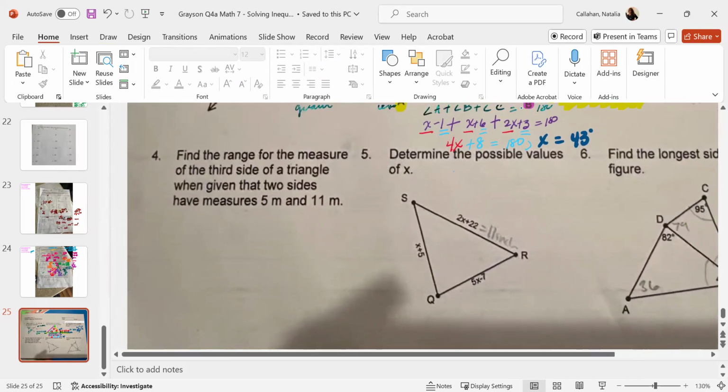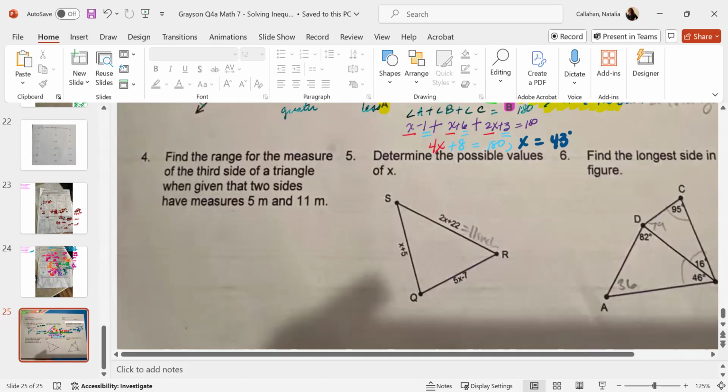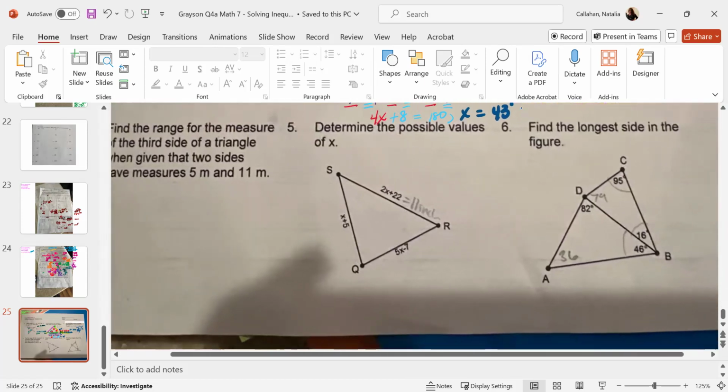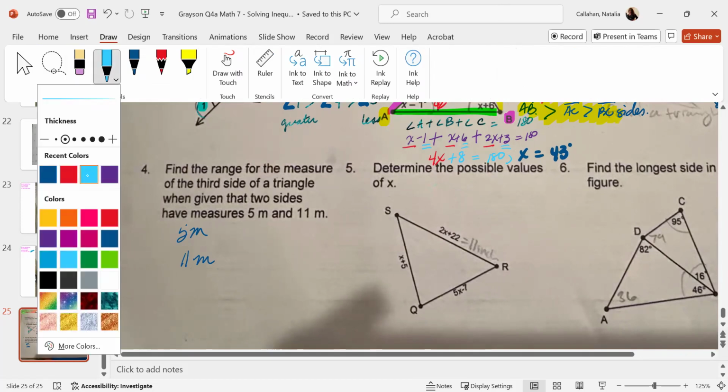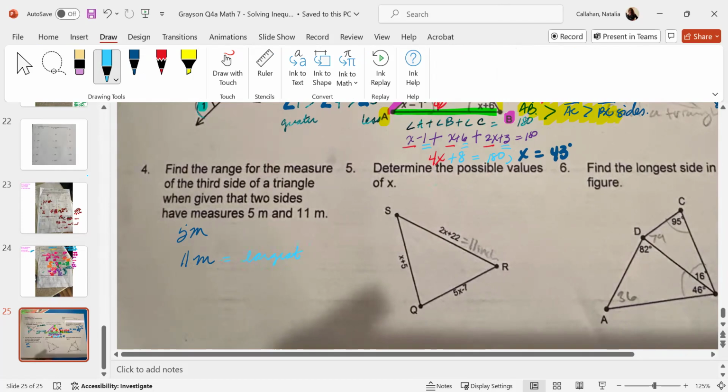Number 4, find the range for the measure of the third side of a triangle when given that two sides have measure 5 and 11. So what you can do is think, if M is the largest side, then 5 plus any number has to be bigger than 11, correct? So 5 plus 6 will give me 11, so it could be 7 or more, right? So it has to be greater than 6, because 6.1 will give you 11.1, which is bigger than 11.